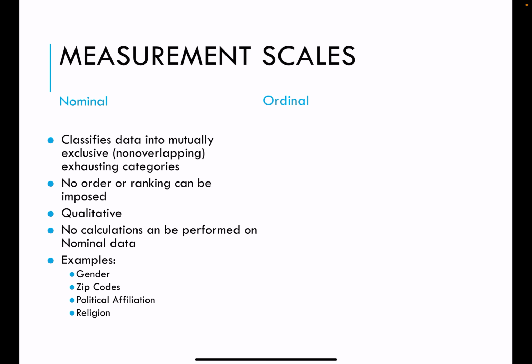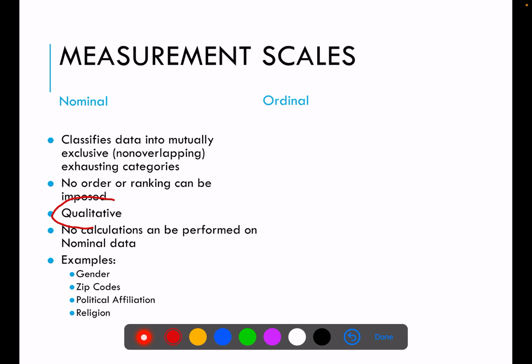For example, when we are collecting gender, zip codes, political affiliation, or religion, those data are qualitative and no order can be imposed, because when you talk about gender, male or female, you can also ask female or male. So this type of data is nominal.